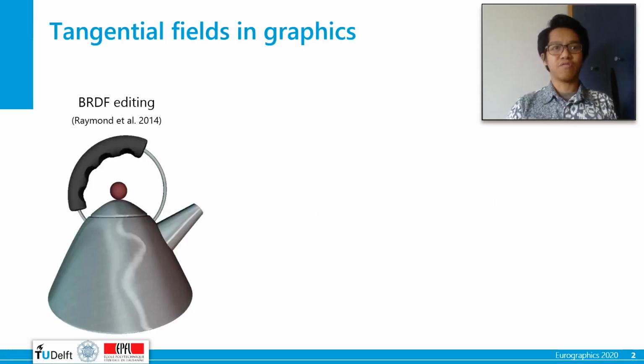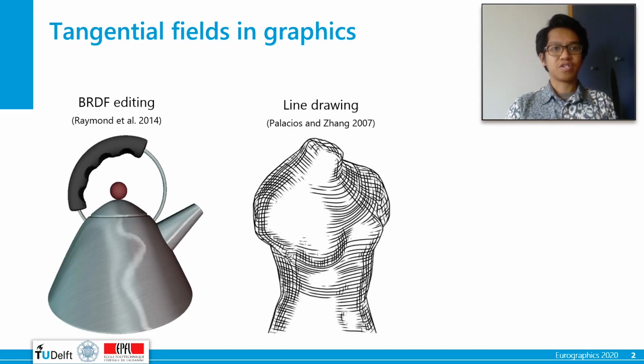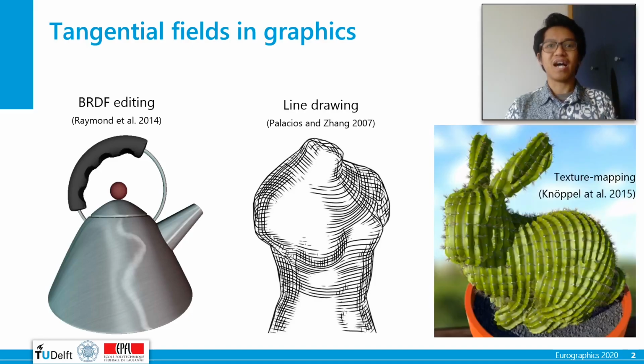The idea of using some notion of tangential fields to encode directional information on the geometry is prominent in computer graphics. Some examples: tangential fields are used for BRDF editing. Rotationally symmetric fields guide the synthesis of artistic line drawings. Texture and stripes patterns on the surface align to the tangential fields on surfaces.